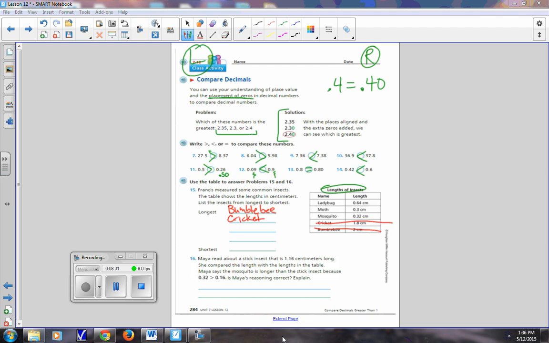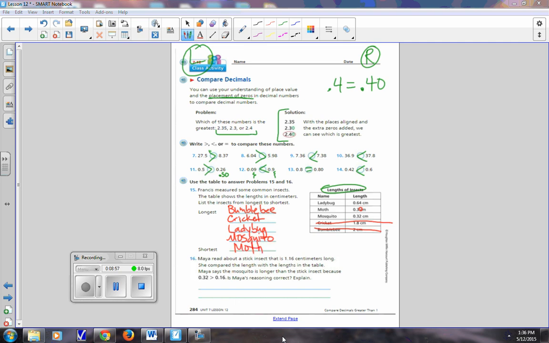Oh, now we're close. So I'm going to add a 0 to this just to help me look at it. So I have 32 hundredths, 30 hundredths, and 64 hundredths. Which one's next? Ladybug. Which one's next? Mosquito. And then our friend, the moth.